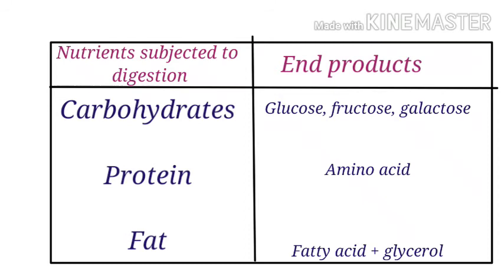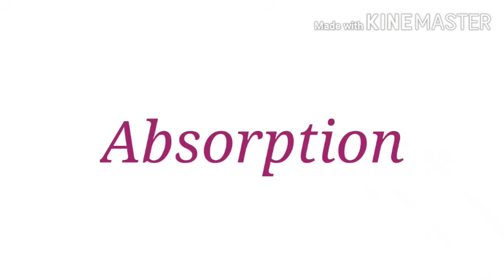The digestion process of fat gets completed in the duodenum itself, that is by the bile juice which is secreted by the liver. So further digestion of fat does not take place in the small intestine. From the small intestine, the final digestion of carbohydrate and protein takes place. Next we are going to study about the absorption, how these digested nutrients get absorbed by our body.